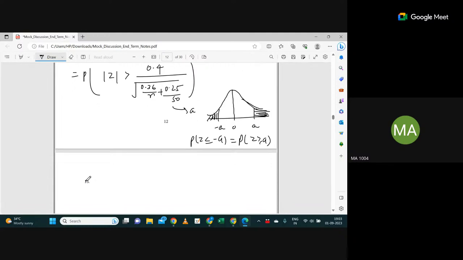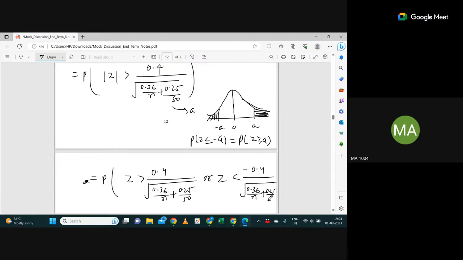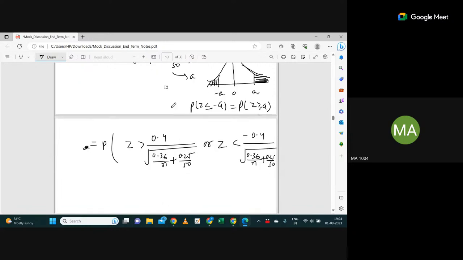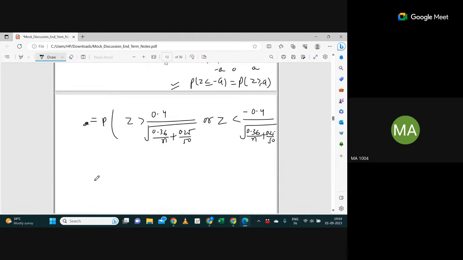If I split the mod sign, I get g greater than 0.4 divided by the square root of 0.36 divided by n plus 0.25 divided by 50, or g less than minus 0.4 divided by the same square root. So far so good? Now, applying this concept, I will get two times the probability of g less than minus 0.4 divided by the square root of these things.